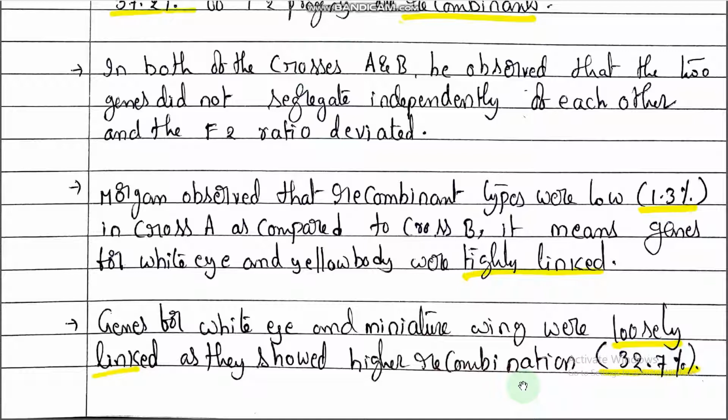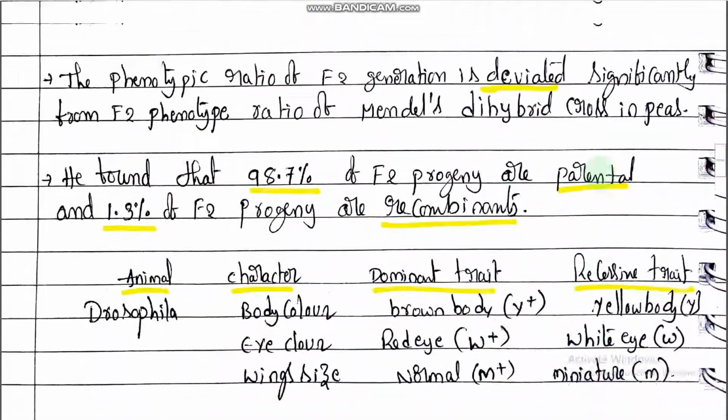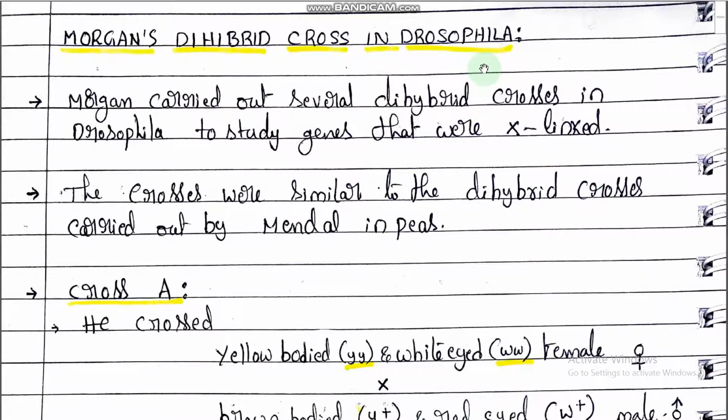By this phenomenon, what have you understood? On chromosomes, some genes are tightly linked, some genes are loosely linked. Which genes are tightly linked? Those genes exhibit very little recombination in progenies. Which genes are loosely linked? Those genes exhibit high recombination, and high recombinants are produced. You got it or not? Right, up to this clear? So once again I am revising. I will show the diagram, you can understand easily, right? Okay, Morgan's dihybrid cross in Drosophila. Thomas Hunt Morgan did experiments in Drosophila and expressed the concept of linkage and recombination.